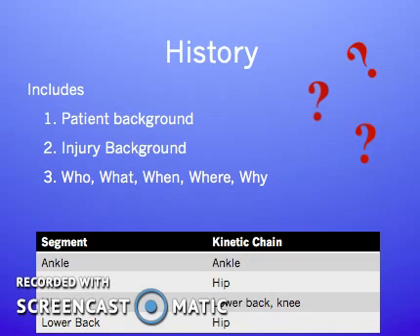When I look at injury background, I look at the kinetic chain, and I've got to say that's not very thorough. When it comes to an ankle injury, I only look at the ankle. Knee, I look at the hip and the knee. The hip, I'll look at the lower back and the knee. And the lower back, I'll look at the hip. Besides, of course, those specific segments. So, not the most thorough, but we'll get into that a little later.